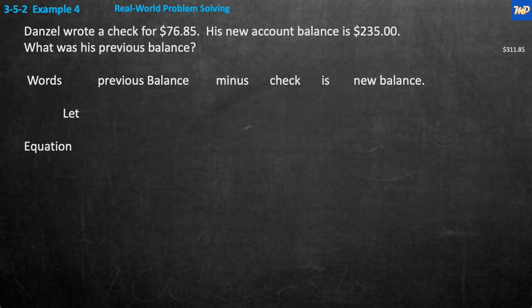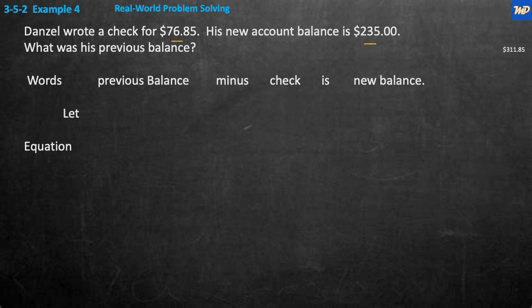Okay, here's a real world problem. Denzel wrote a check for $76.85. His new account balance is $235 even. What was his previous balance? So let's think about that. So what do we have? We have his previous balance. That's where they want to start from, minus the check he just wrote, is going to give us the new balance right here, $235.